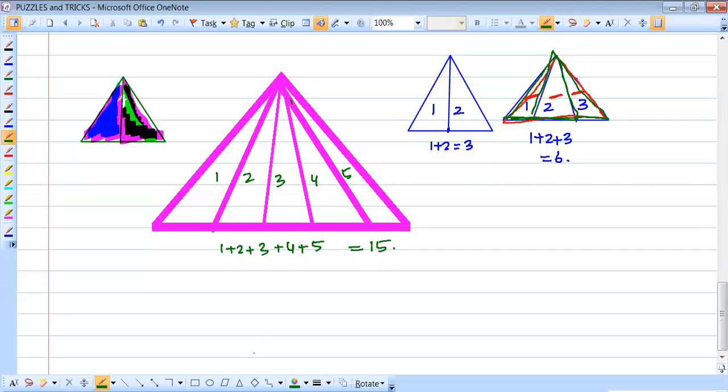Let me ask you one question. Find out the answer. Tell me how many triangles are here? 10, 21, 21. Wrong, wrong.